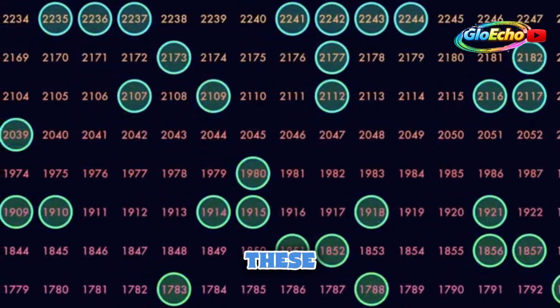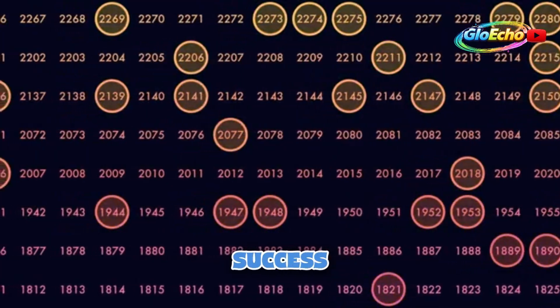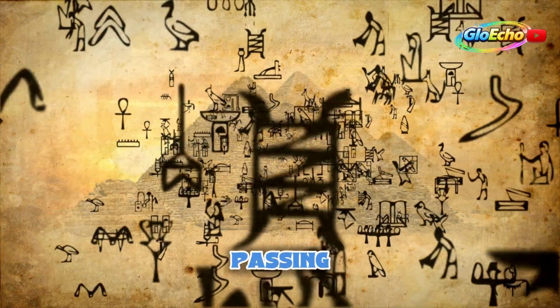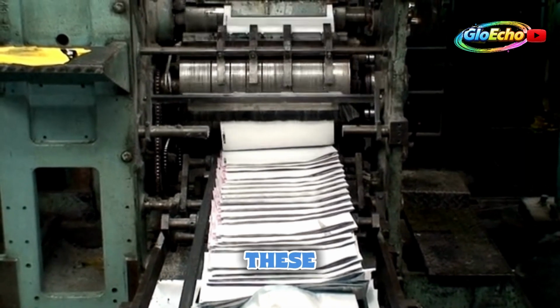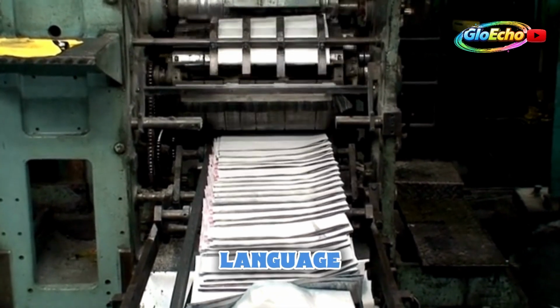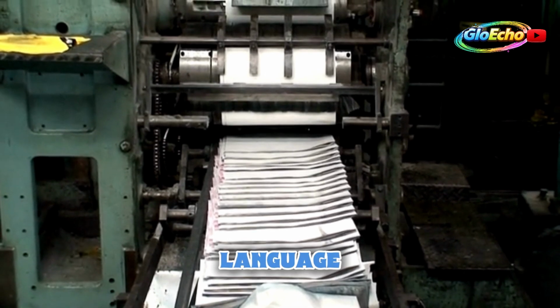The transition of these shapes into the ones you see on your screen right now was not an overnight success. It took centuries of merchants, astronomers, and scribes passing these symbols along the Silk Road. When the printing press was invented, these shapes were finally locked in and standardized, giving us the universal language of math that we use today, regardless of what country we live in or what language we speak.